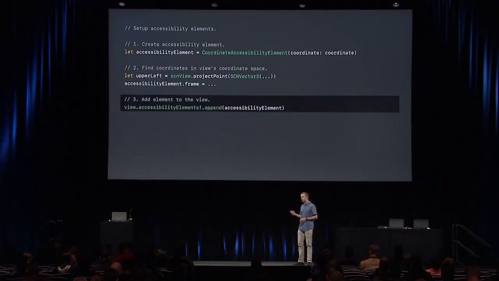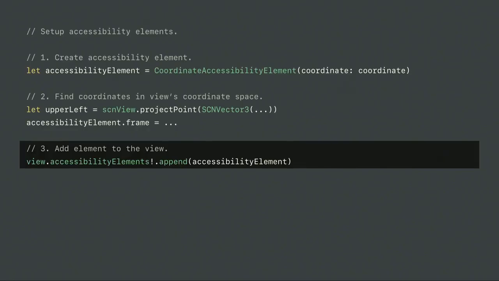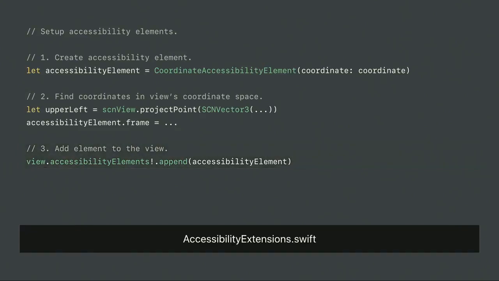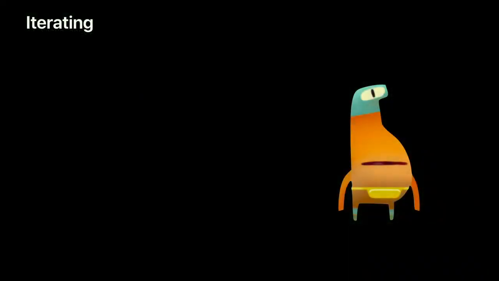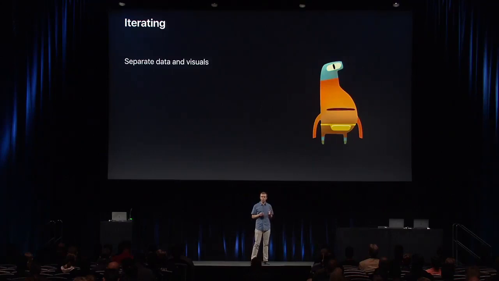So if you want to see this code in full detail, you can always check out the source for Learn to Code by diving into the auxiliary sources in the Playground book, and this file actually sits in AccessibilityExtensions.swift. So that is iterating. We talked about how you should separate your data from the visuals of your scene. Right? We did that for modeling the world, but also how we did the stair animation.